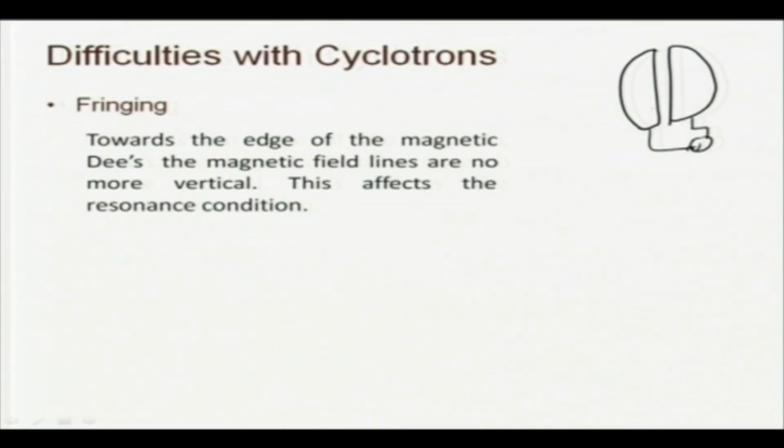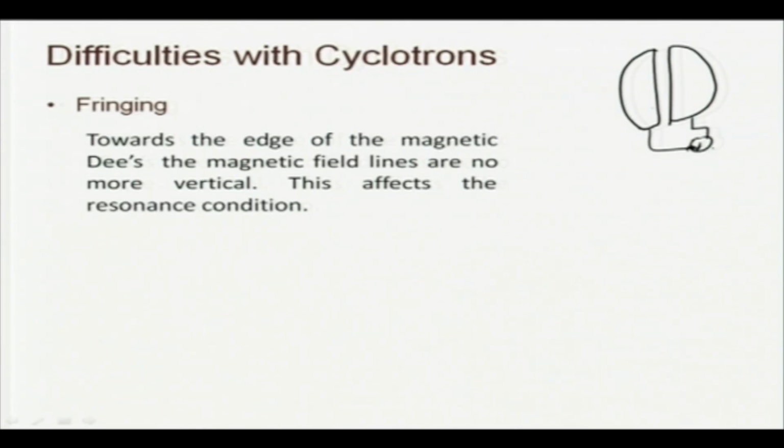And then the Lorentz force will take over as the particle enters the D, and it goes around in a circular path. After traversing a semicircle, it enters the gap again, and by then you can actually reverse the electric field between these two Ds, and then you can accelerate the particle again, and this goes on.